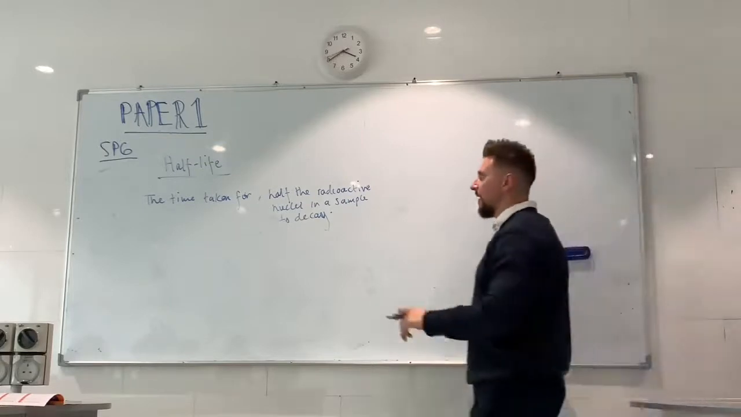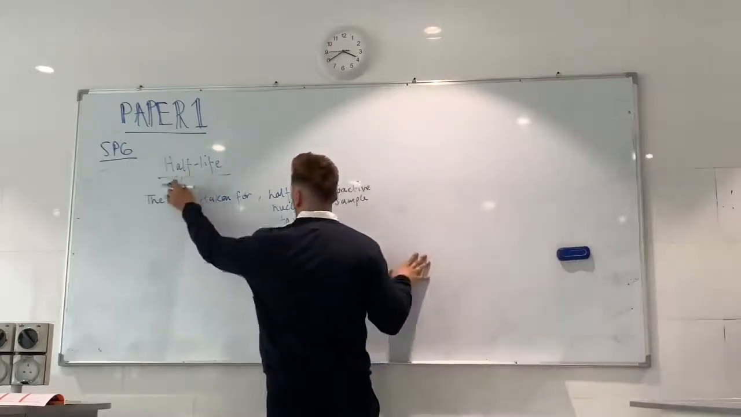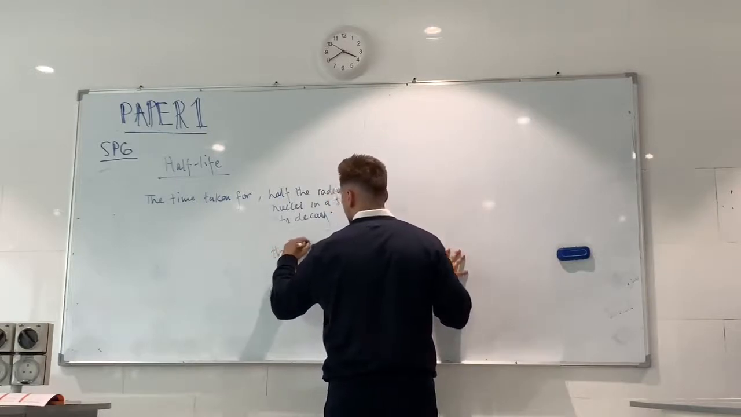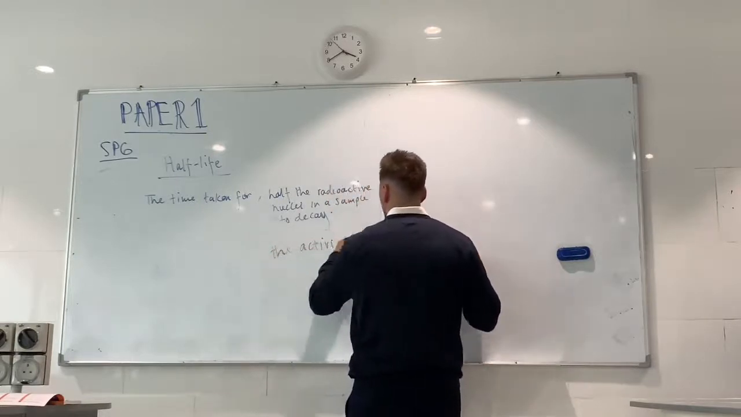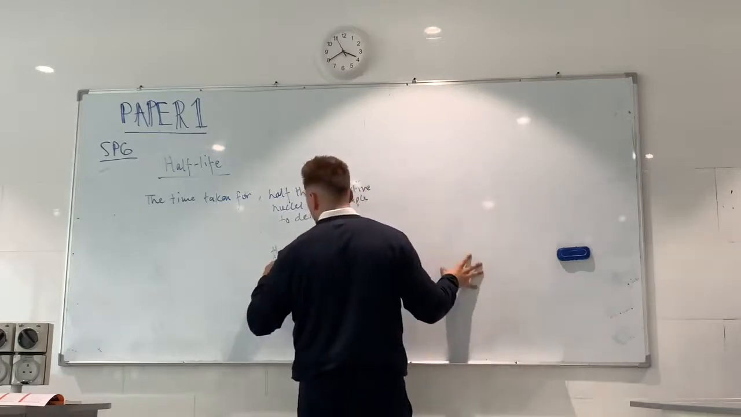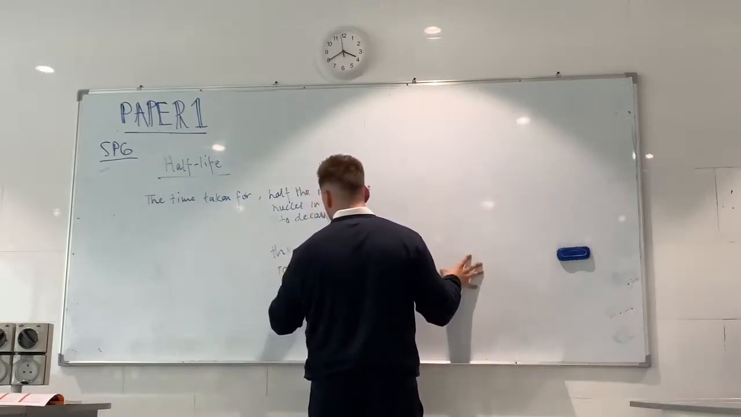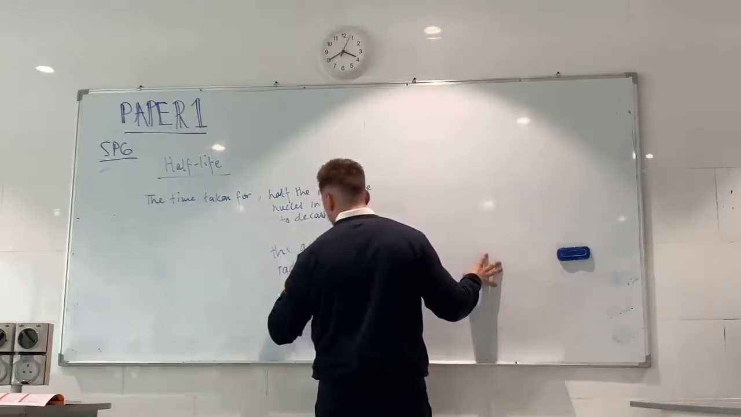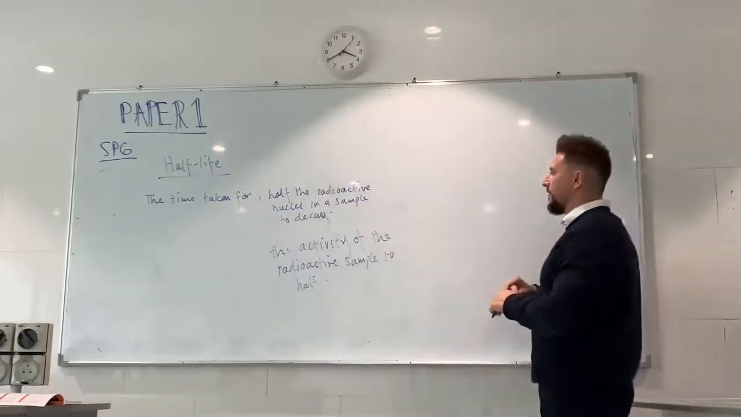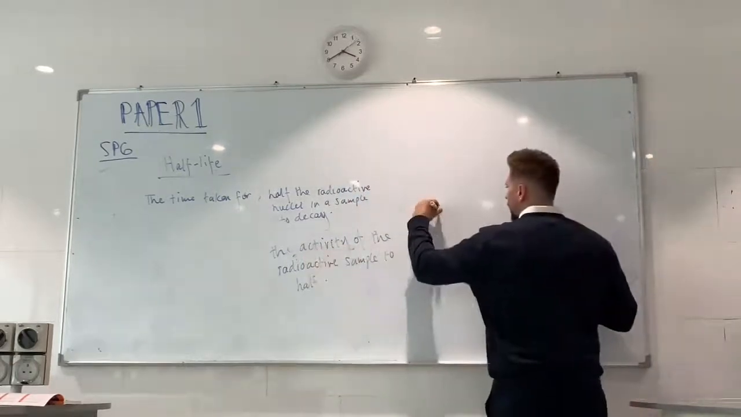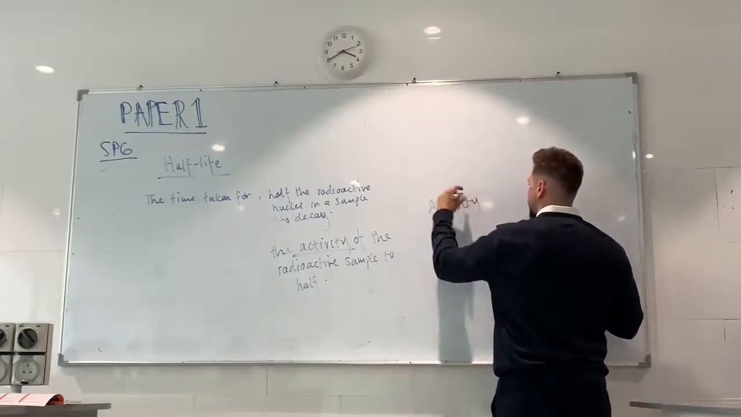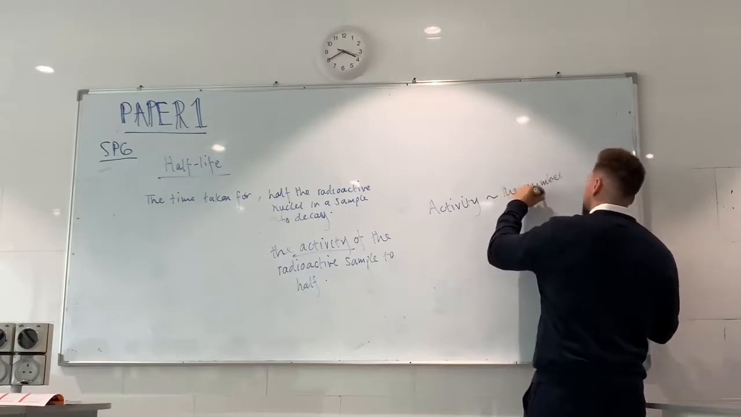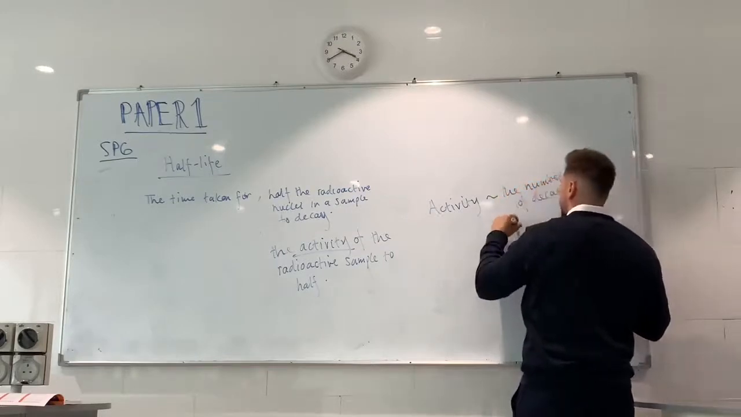And the reason for that is because you could also say half-life is the time taken for the activity of the radioactive sample to half. Okay? So let's define activity. Activity is the number of decays per second.